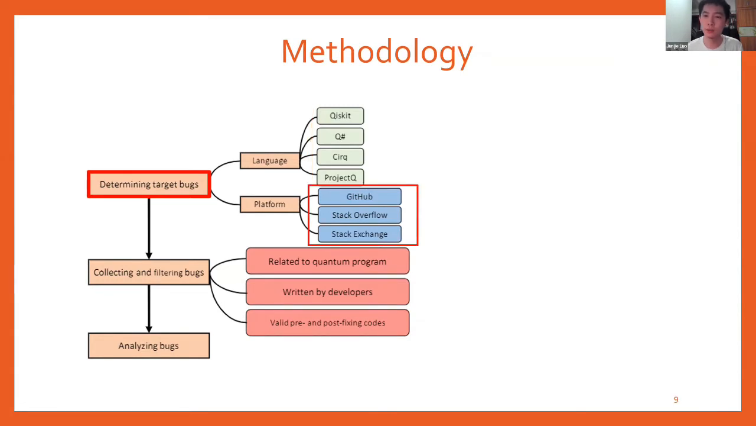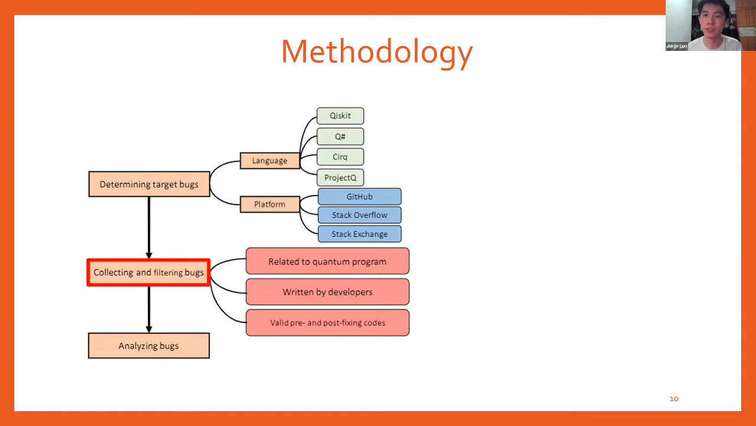We collected bugs raised on GitHub, Stack Overflow, and Stack Exchange in terms of platform for reporting bugs. We manually collect bugs for each target language on different platforms, since the number of bugs in quantum languages is not very large, and we need to filter the bugs to find those that meet our requirements.